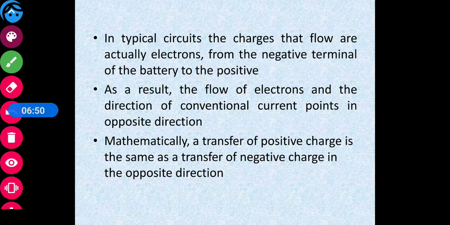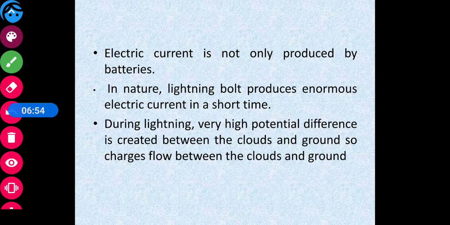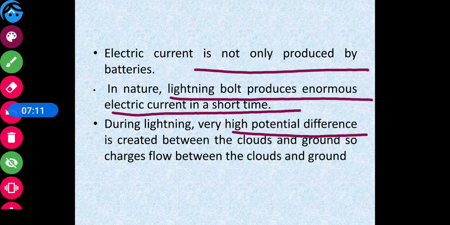Mathematically, we can say that transfer of positive charge is the same as transfer of negative charge in the opposite direction. Lightning also produces current, as nowadays you are quite familiar that lightning takes place and current is also produced. So electric current is not only produced in batteries. In nature, the lightning bolt produces enormous current in a short time.